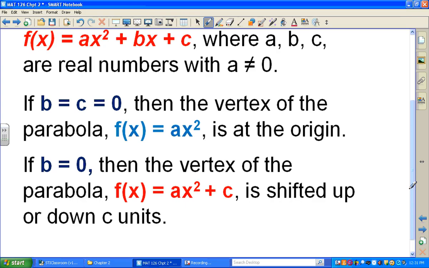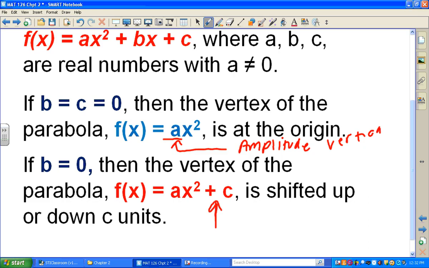If b and c equals 0, the vertex of the parabola ax squared is at the origin. Oh, here we go. Ax squared, a, b, and c, we talked about that. B equals c equals 0. The a, I call it the amplitude. It doesn't really have amplitude, but that's the vertical stretch and compression. That's how you stretch something vertically.